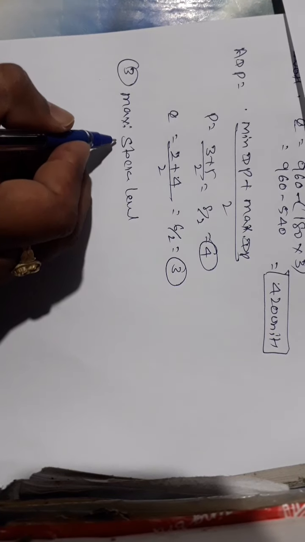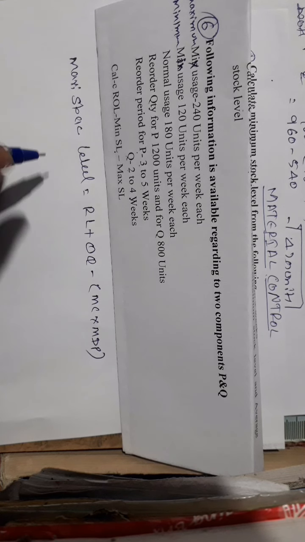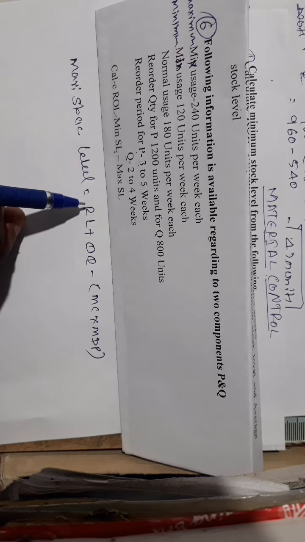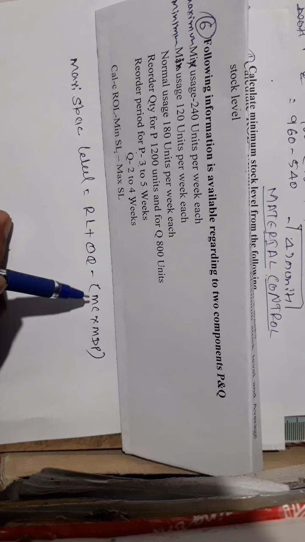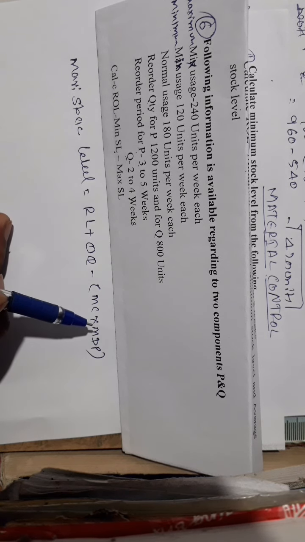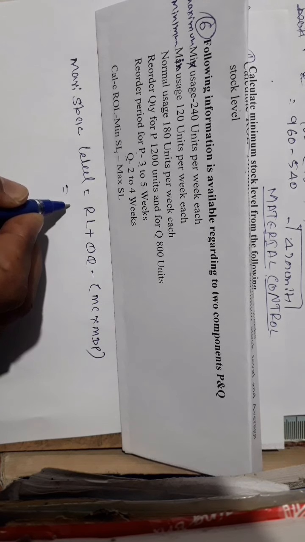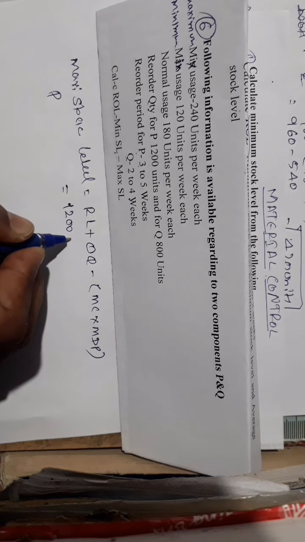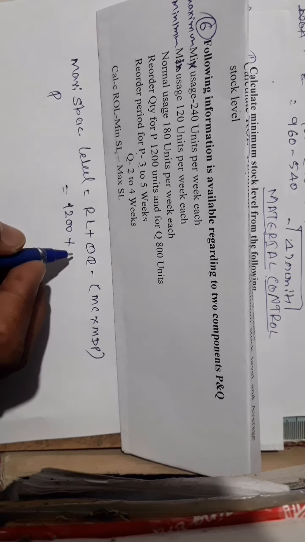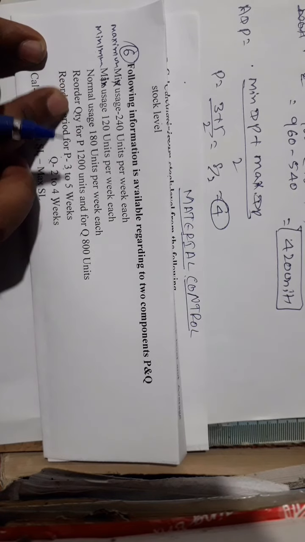Maximum stock level. Recall the formula. Here is the formula: maximum stock level is equal to RL plus OQ minus MC into MDP. MC is minimum consumption, MDP is minimum delivery period. How much is RL for P? We have already found out the reorder level, we got 1200 units, plus OQ. OQ means reorder quantity.